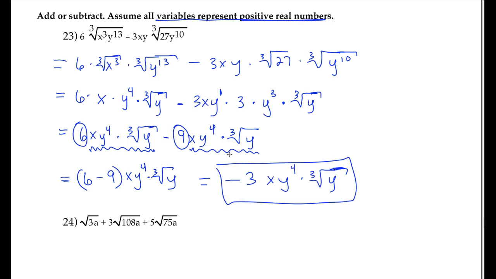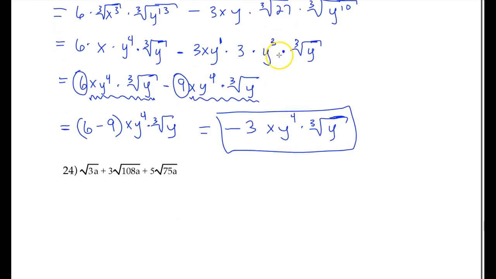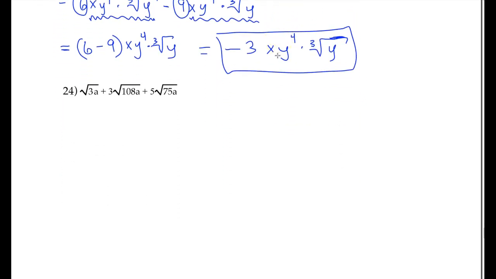And so number 24 will be similar. We'll break down each term as much as we can and then try to add what we can. All right, so for here, we see that we have square root of 3 and a. Since we can't break down 3 anymore, and we can't break down a anymore, we'll just leave this as square root of 3a.